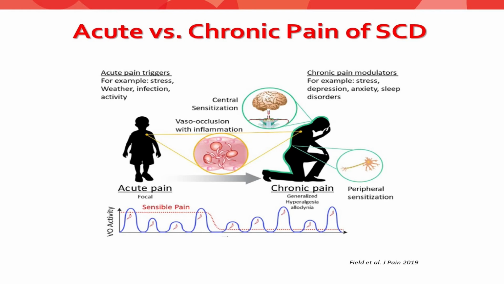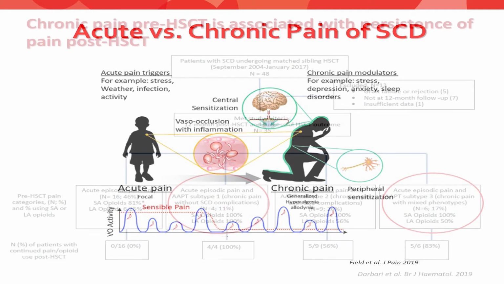Is it important to know what kind of pain phenotype your patient may have? And we all have patients who may be on chronic transfusion with a very small amount of sickle hemoglobin, but continue to have pain. And so it's important to know what kind of therapy to use for this population.